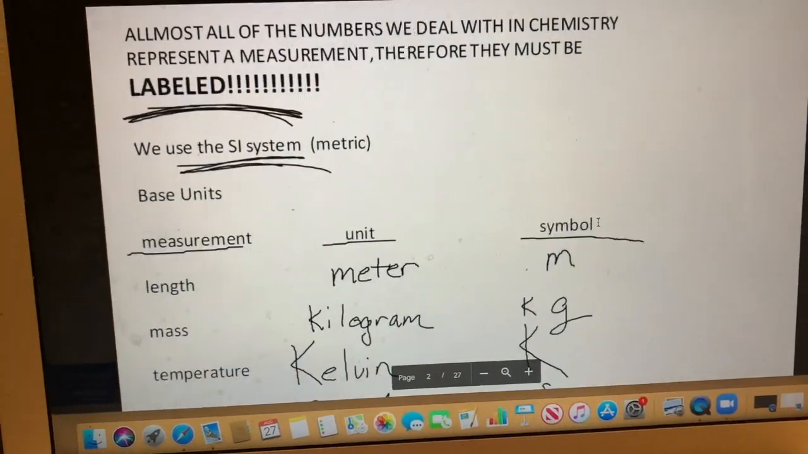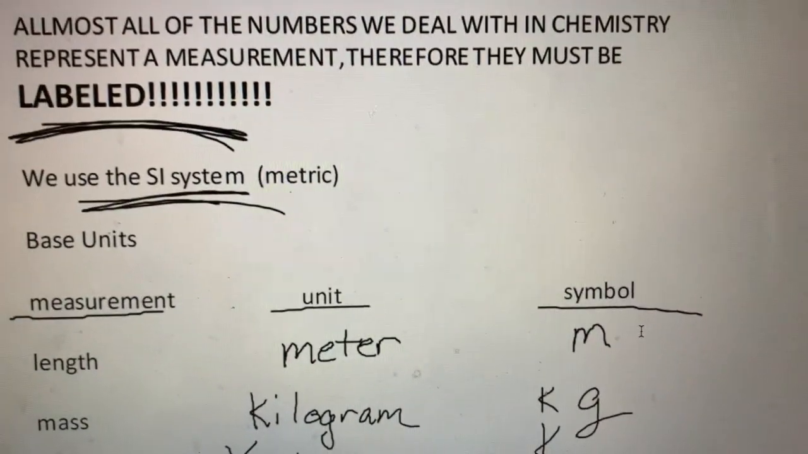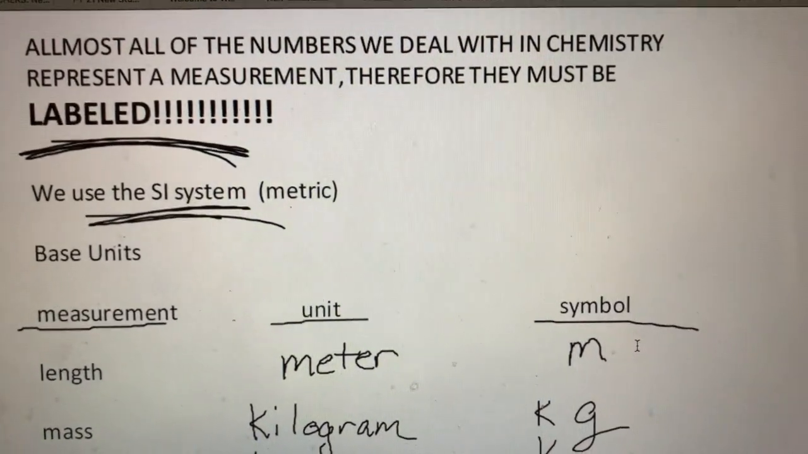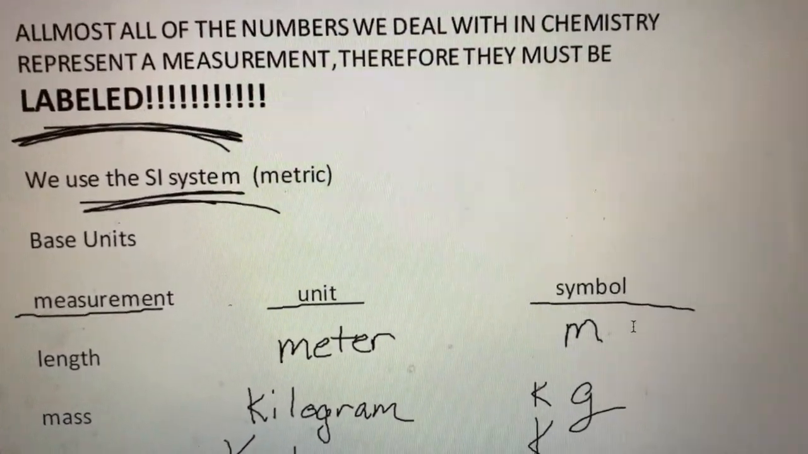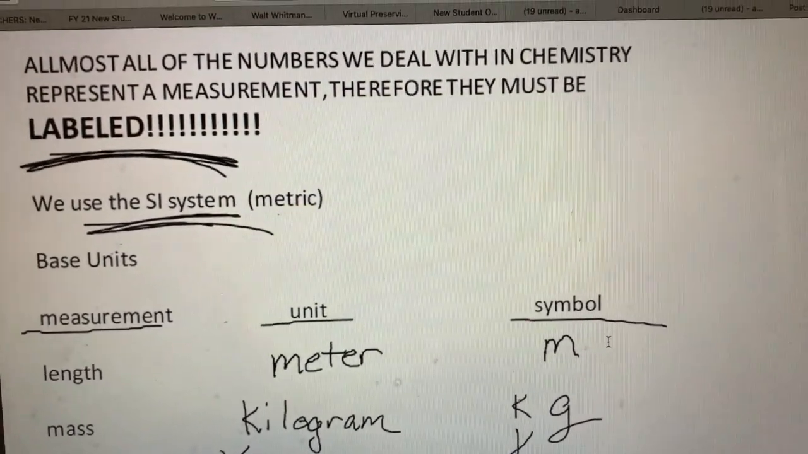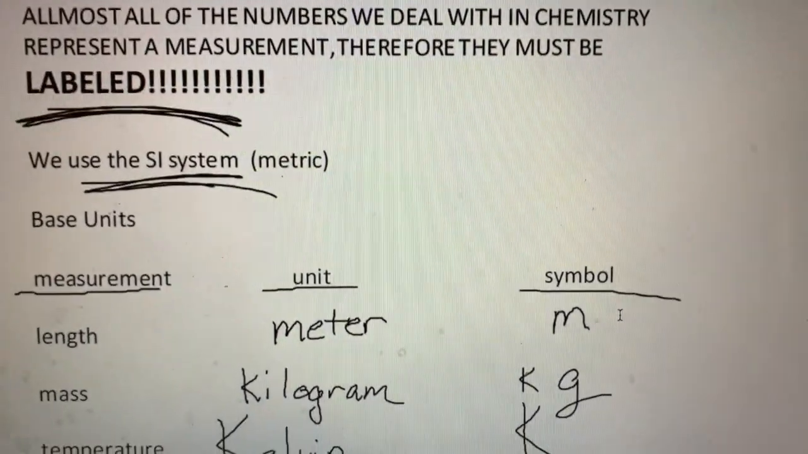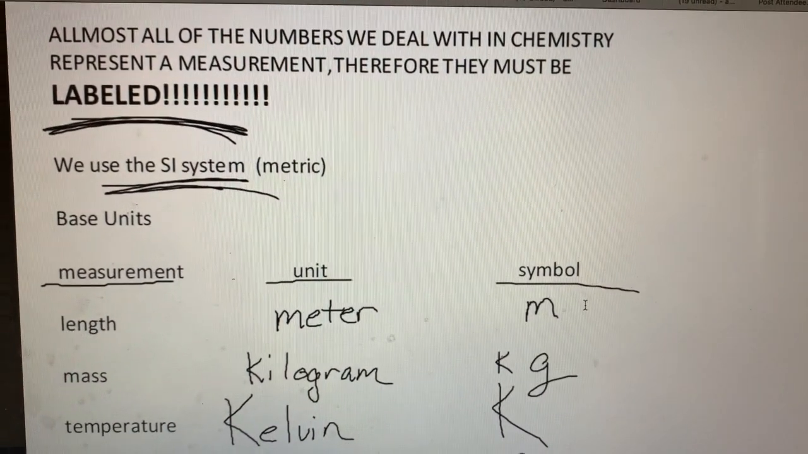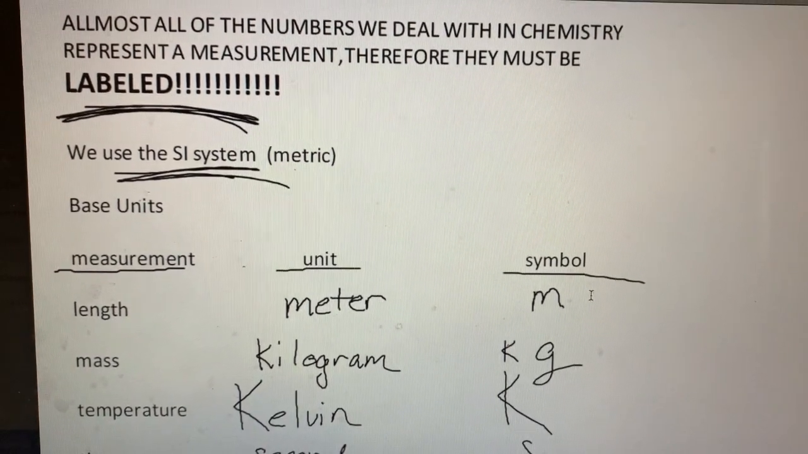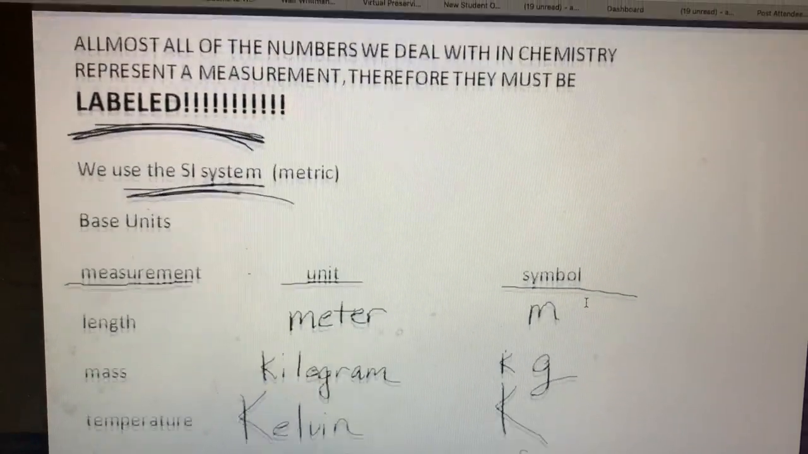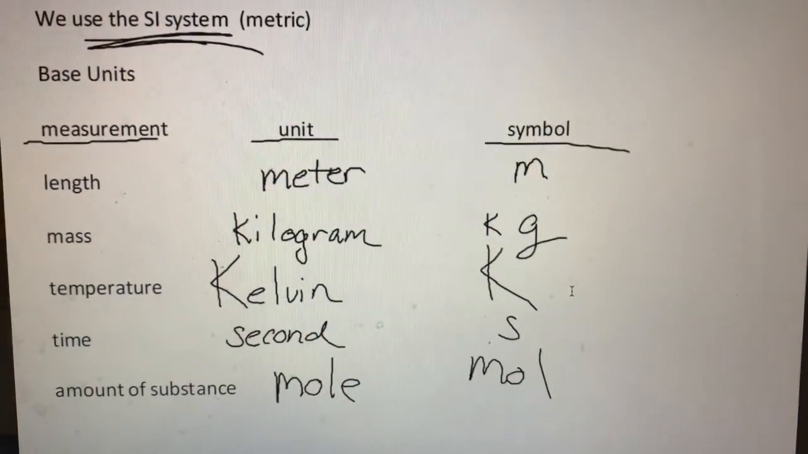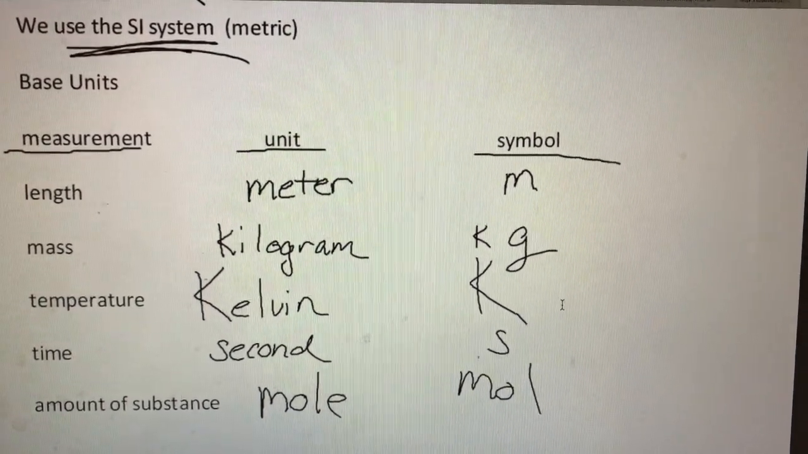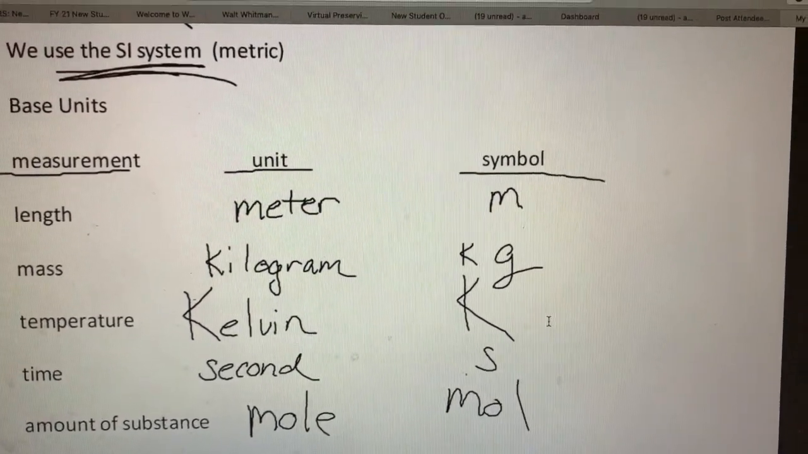All right, so almost all of the numbers that we're going to be dealing with in chemistry represent a measurement. Therefore, they must be labeled. And by labels, I mean they have to have units. All right, we're very accustomed to math where the only thing in math is the numbers you're dealing with. That's not the case in chemistry. We are very interested in not only the mathematical answers that we're going to be getting, but the label, because these numbers represent something. As far as these units go, we are using the SI system, which stands for System International, which sounds much better with a French accent, all right? And these are very similar to the metric system, although there's a couple little differences.